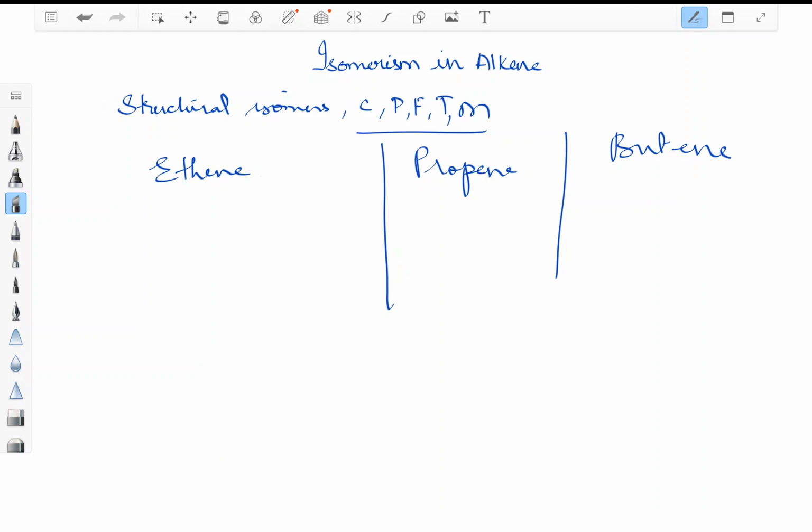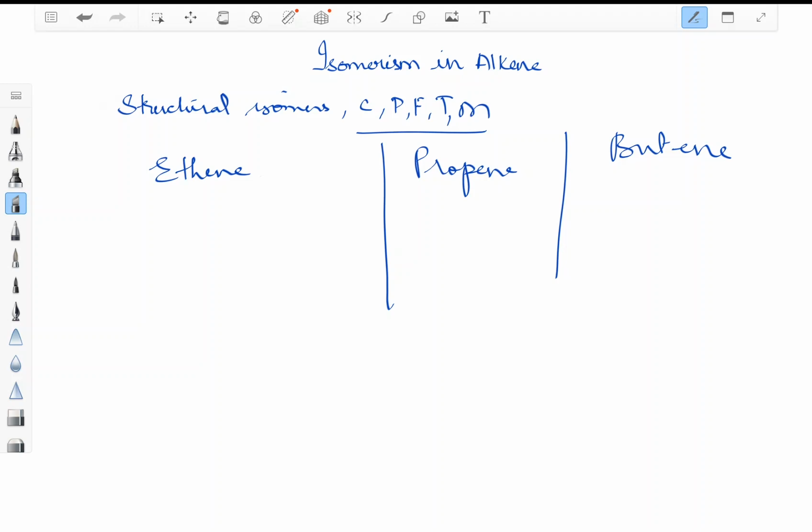So what is structural isomerism? Structural isomerism is of the following types: chain, positional, functional, tautomerism, and metamerism. Are they showing these five types at least? If they are not, then they don't show structural isomerism.